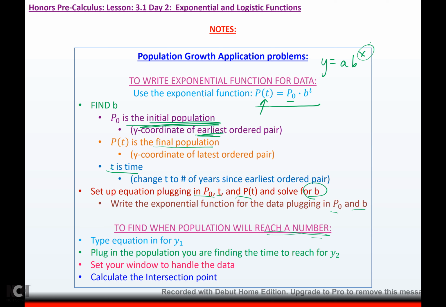So at this point, the only choice we have to solve these equations is graphically. Because right now, we don't have the algebraic tools to solve these because you got to get x out of the air. All right, so we're going to use a graphing calculator. You're going to type in your equation you made for y1, type in the population you're trying to reach for y2, set your window to handle the data, and calculate the intersection point.